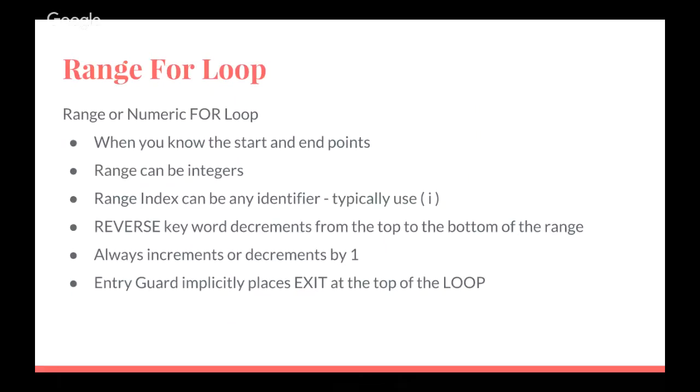Typically, we use a lowercase i for index or iterator. The reverse keyword decrements from the top to the bottom of the range. Loops always increment by 1. Entry guard implicitly places the exit at the top of the loop.